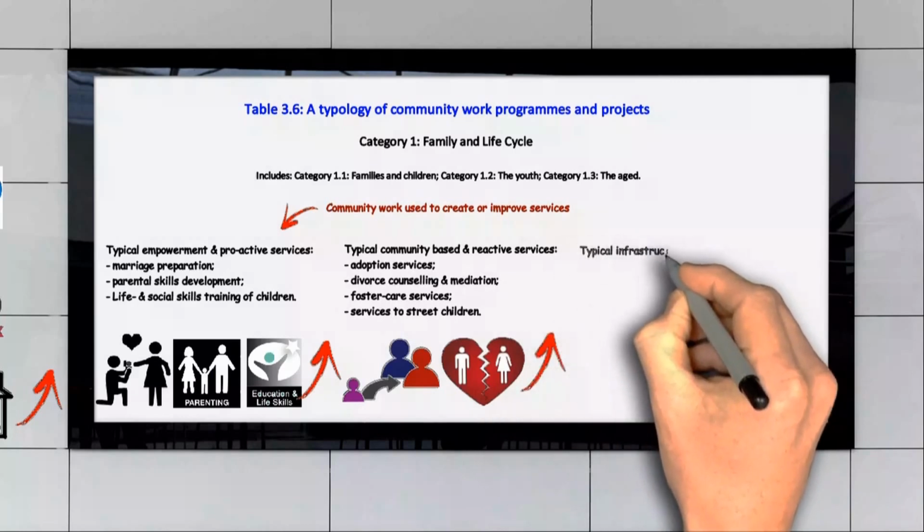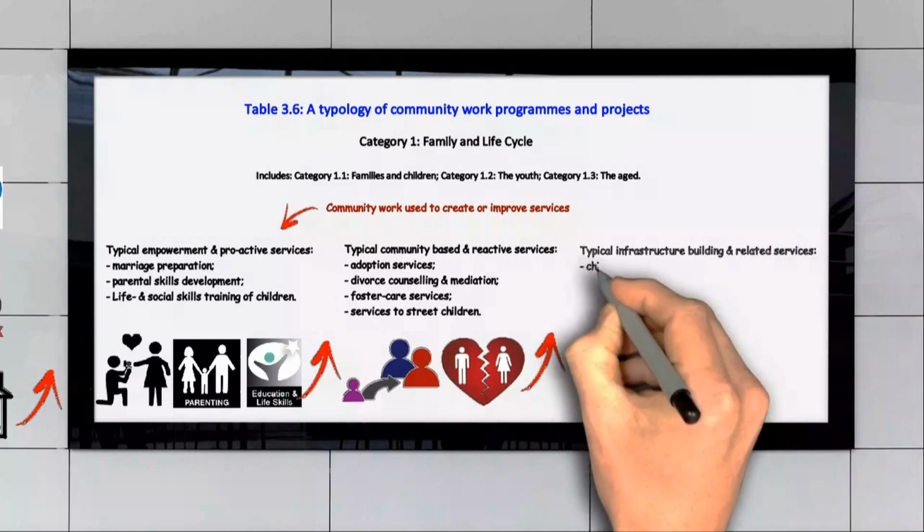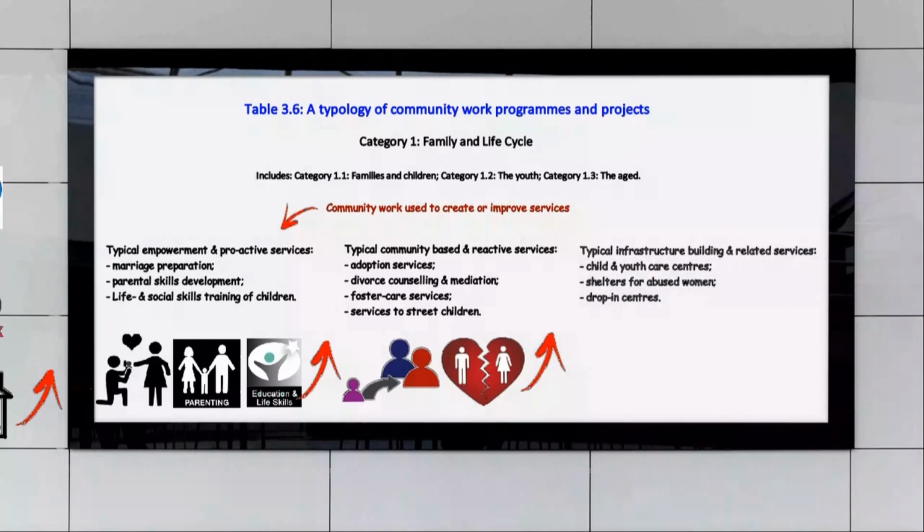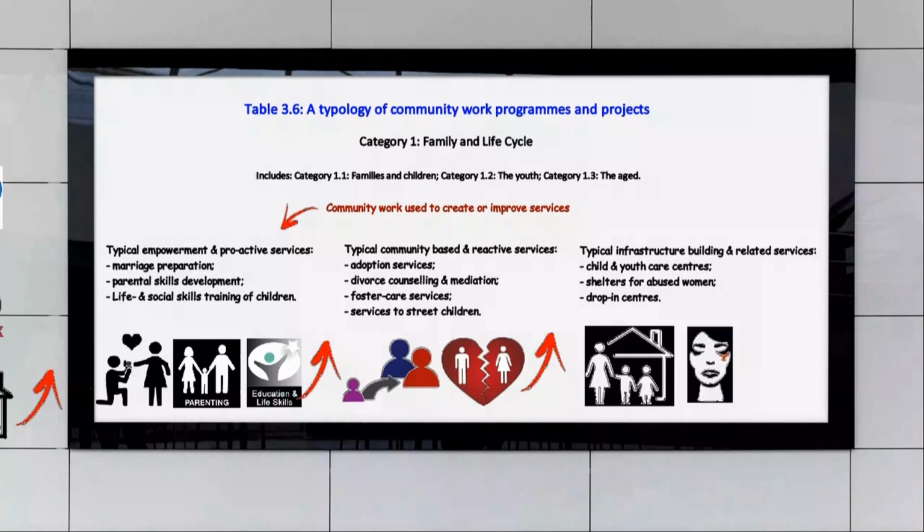Typical infrastructure building and related services aimed at families and children will include the creation of youth and child care centers, shelters for abused women and street children, and drop-in centers. These examples, again, indicate that some form of social problem is present and that it would be the community worker's task to create or improve services.